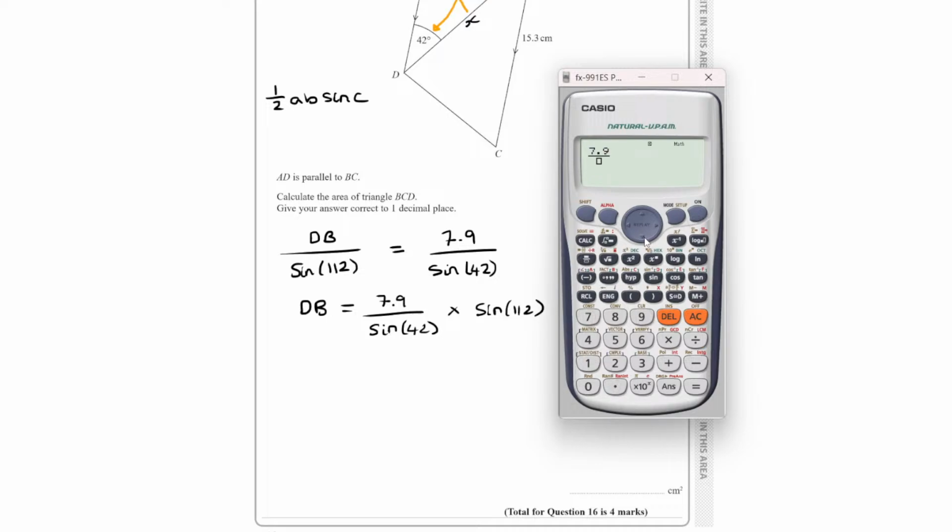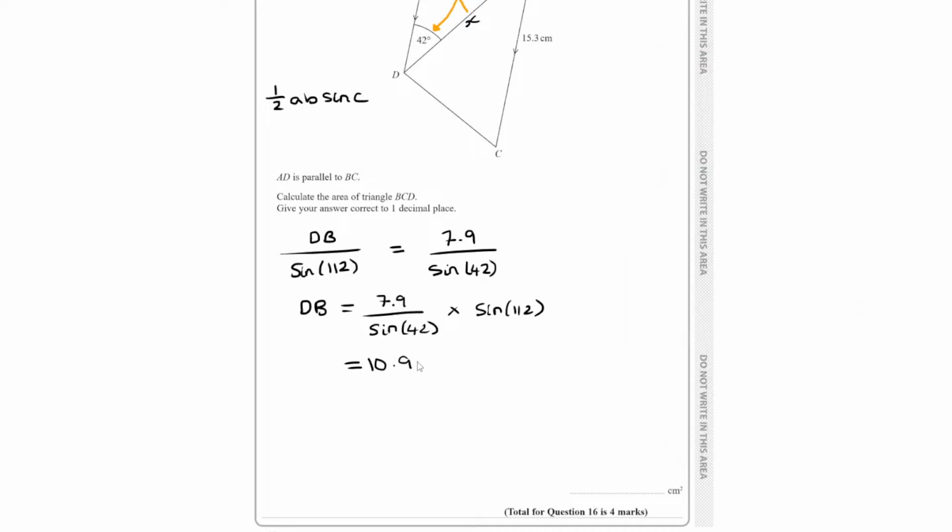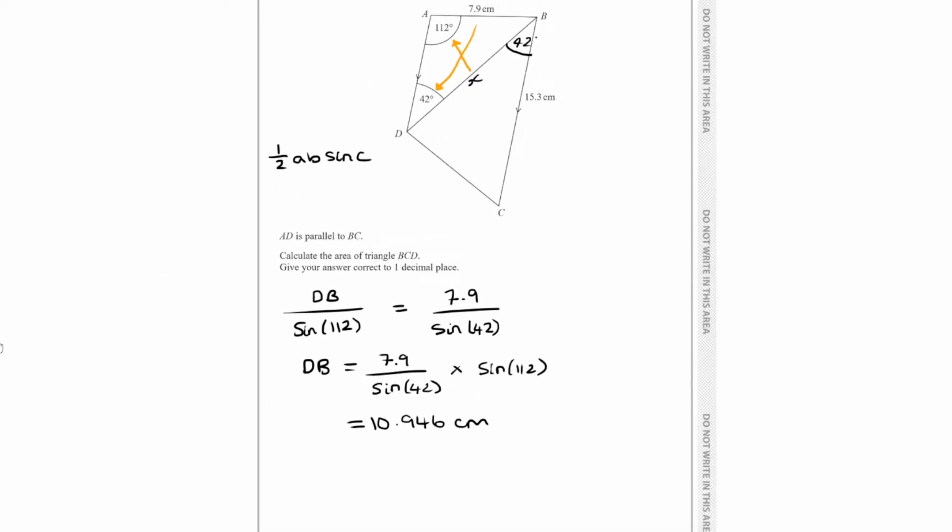7.9 over sine 42. Make sure you get them in the right places. Multiplied by sine 112. There we go. Obviously, you're going to get loads of decimals. You can just write down a couple of them, but try and keep this answer in your calculator because we're not actually done with the question yet. So 10.946... So that's now dB, isn't it?